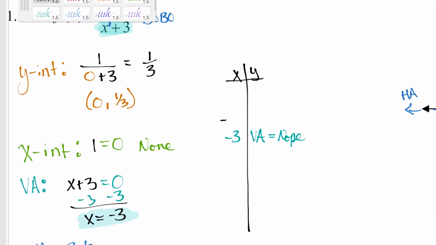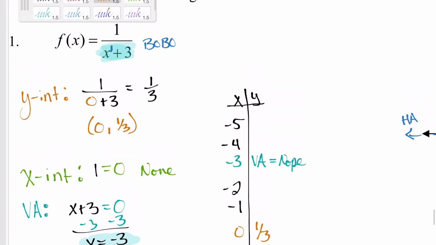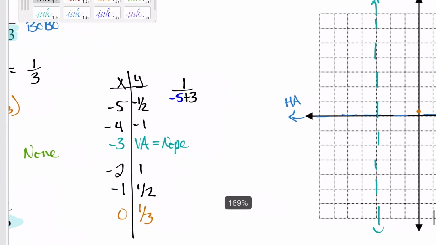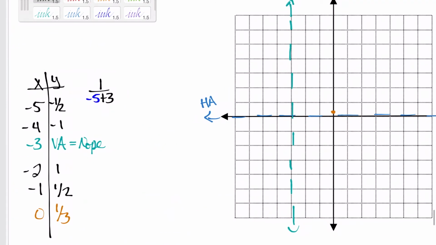So I want some things to the left, so maybe -4 and -5, and also some things to the right. So maybe -2, -1, and I already know what 0 is. That's the 1/3. So then now we just plug these into the original function. Once we've plugged all those numbers in and we now have all of their y values, we can graph them.